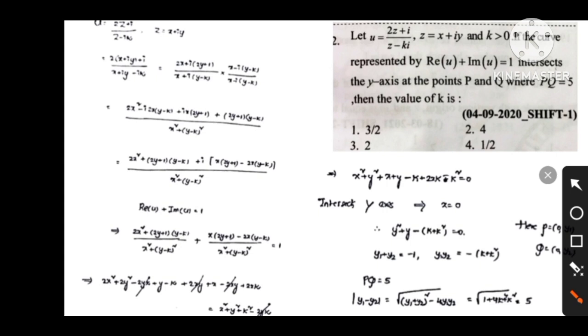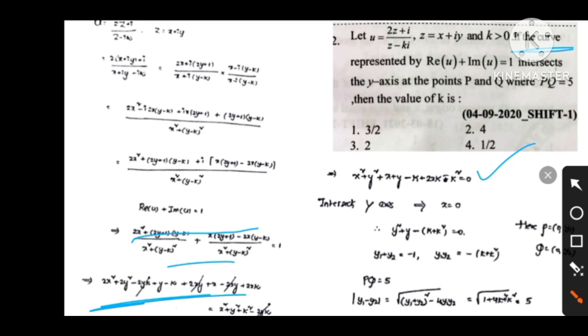Okay. Multiply all the values here. Take the LCM and take the simplification. Then you get the equation like that. Understand all of you. Take the simplification. Multiply all the values. Okay. Take the simplification. You get the equation like that. Okay. Now this is what is given here.